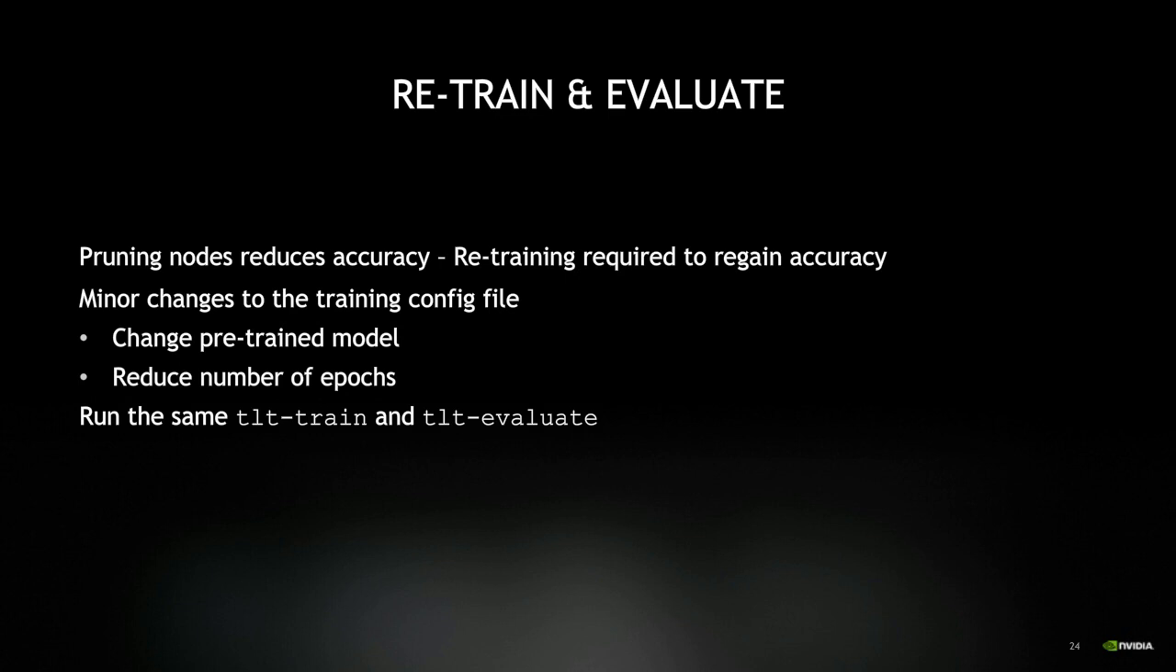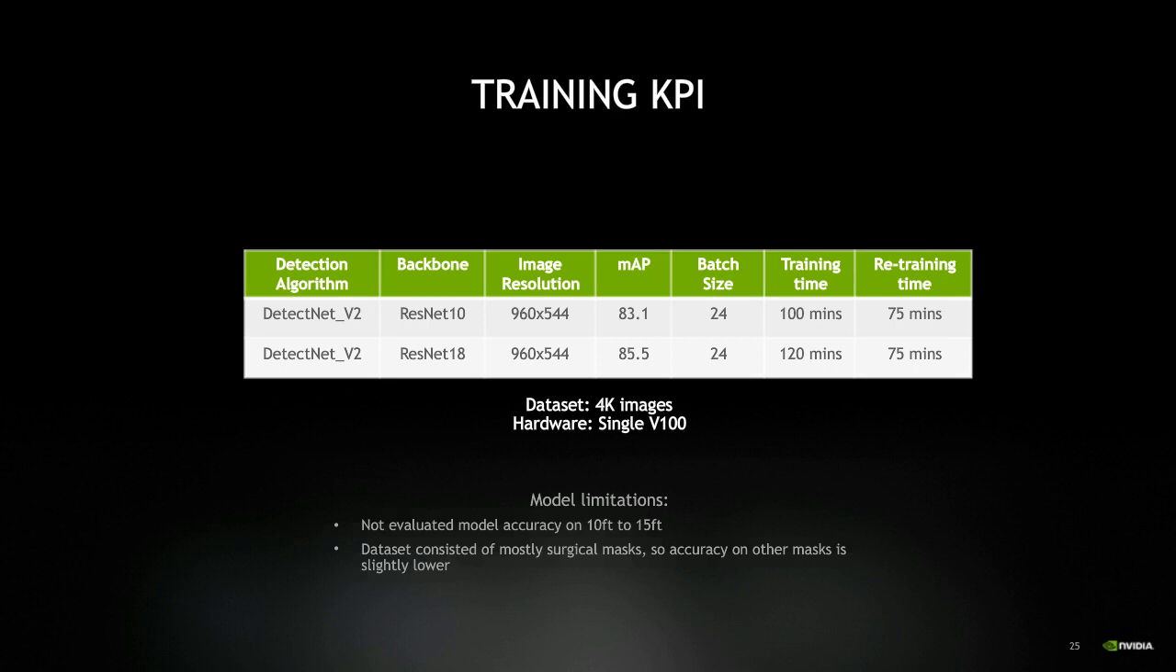Now let's look at some training KPIs for our face mask detection model. We tried two experiments, one using DetectNet v2 with a ResNet 10 backbone and another with the DetectNet v2 ResNet 18 backbone. For both experiments, we used 960 by 544 as our input image resolution. We tried smaller resolution, but we got significantly lower accuracy.